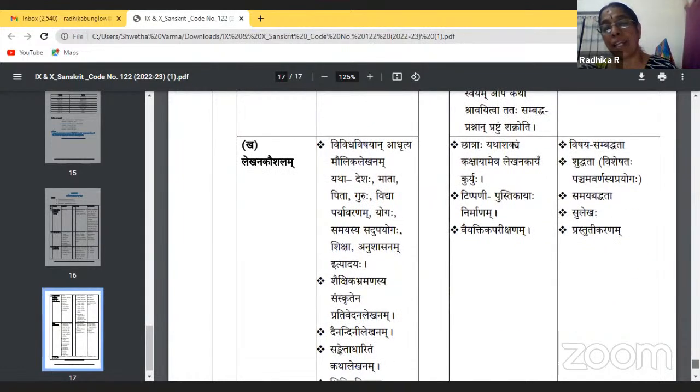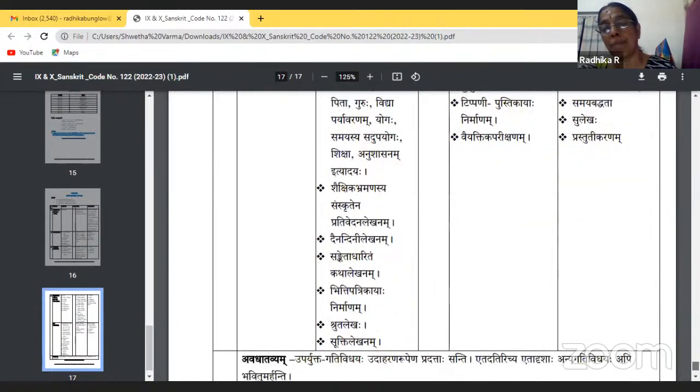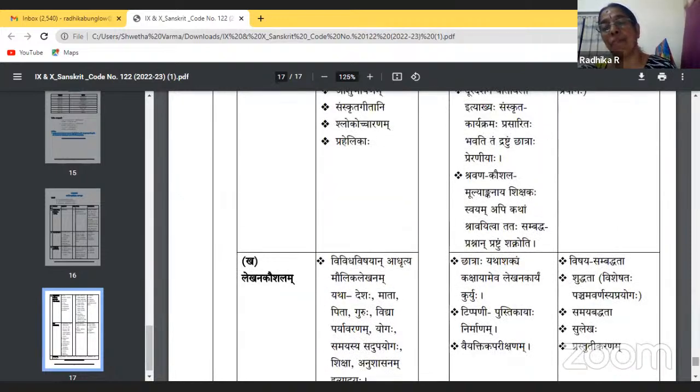Samskritena Pradipvedana Lekhanam, Dainamdini Lekhanam, Sangeetadharam Katha Lekhanam, Shruta Lekhaha, Sukti Lekhanam. We have to give them any topic to write and make them write. Chatraha Yathashakyam Kakshayameva Lekhana Karyam Kuryuhu.